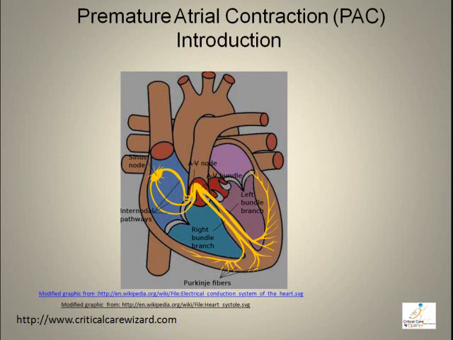Relationship of P wave morphology and conduction site. As the conduction starts at the SA node, it creates a predictable shape and rhythm of the P wave. PAC, on the other hand, creates an inconsistent rhythm and shape of the P wave.